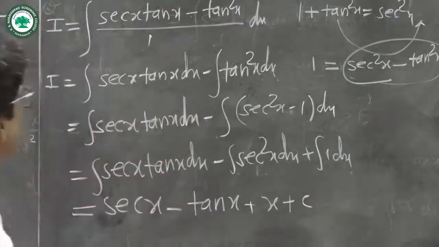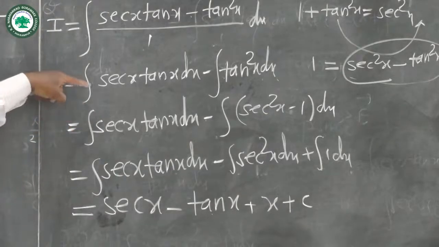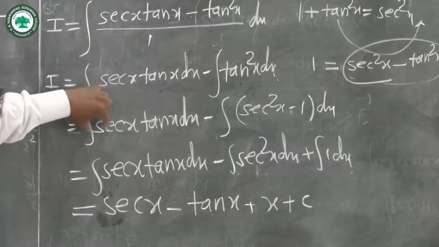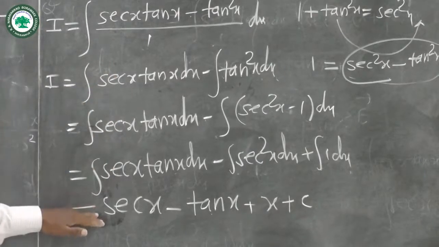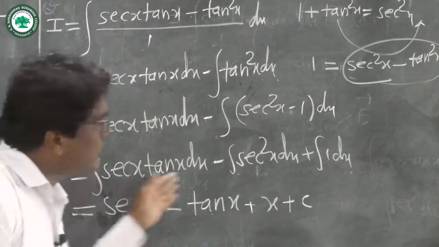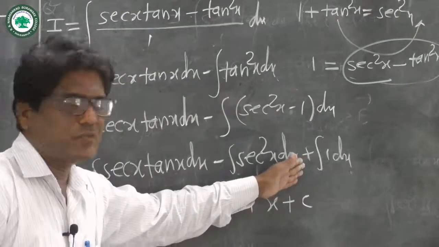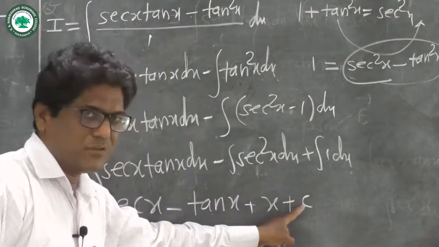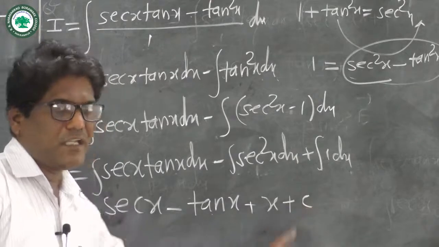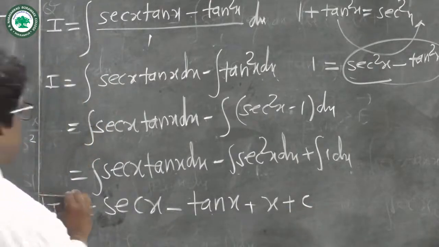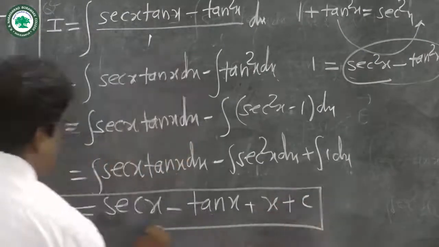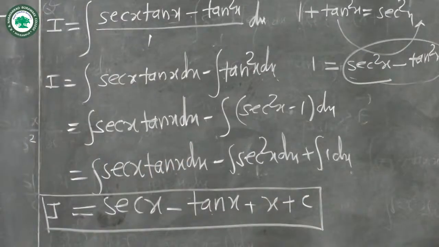Now see here in this step we also take the integration, but we continue this step because I take all the integrals simultaneously, because we want to put only one constant c, and therefore the final solution is I is equal to sec x minus tan x plus c.